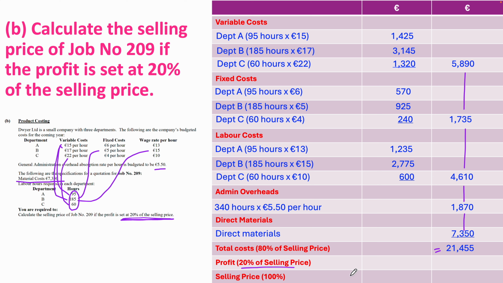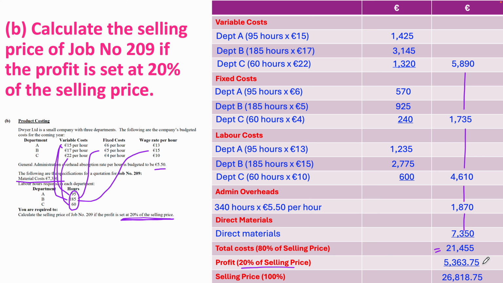So for us to find the profit then, 21,455 divided by 80 multiplied by 20 gives me a profit of 5363.75. Then when we add that together then, we get a selling price of 26,818.75 cents. So that is the selling price there. So that's part B done, the product costing.